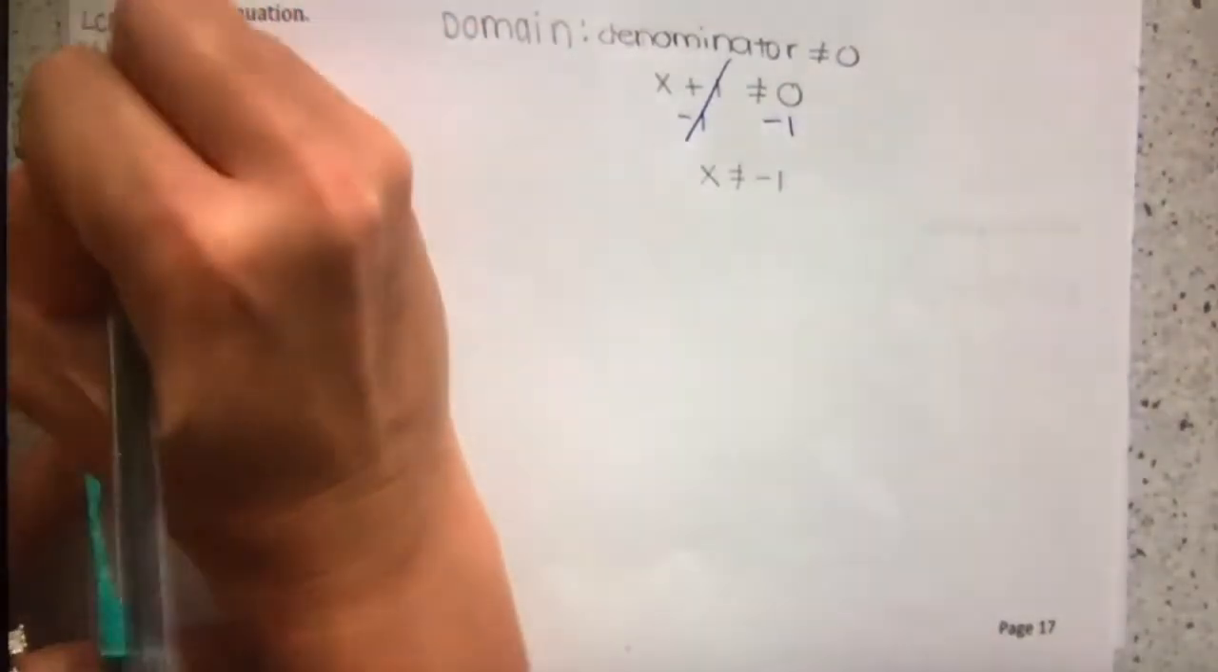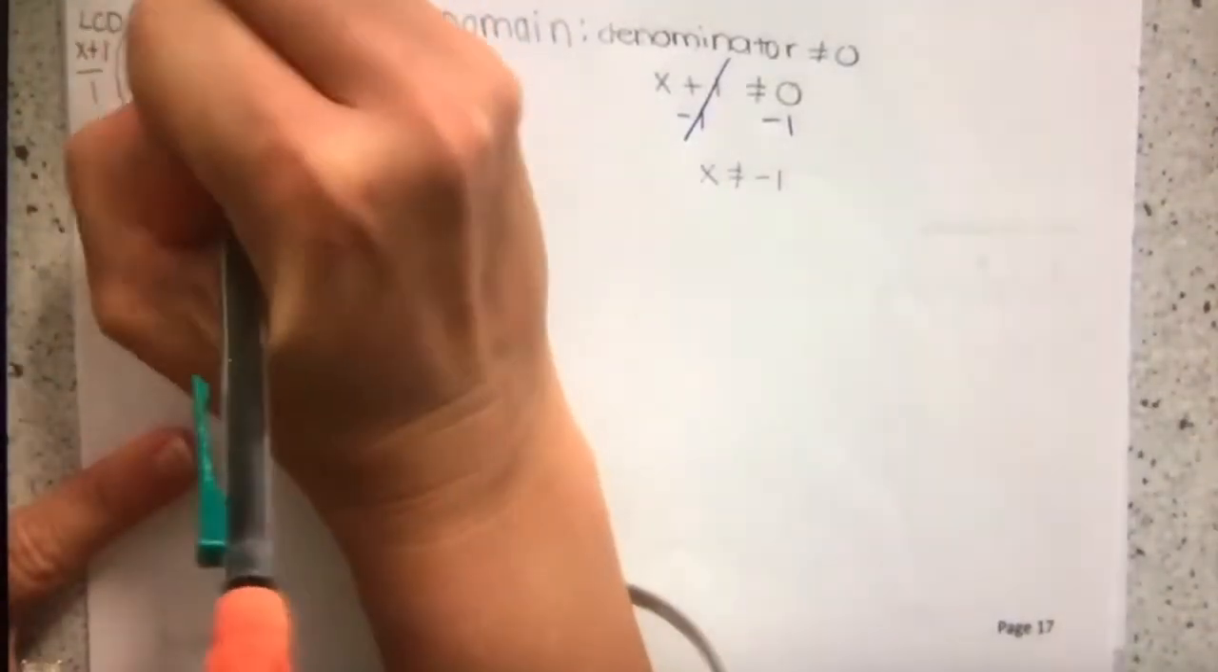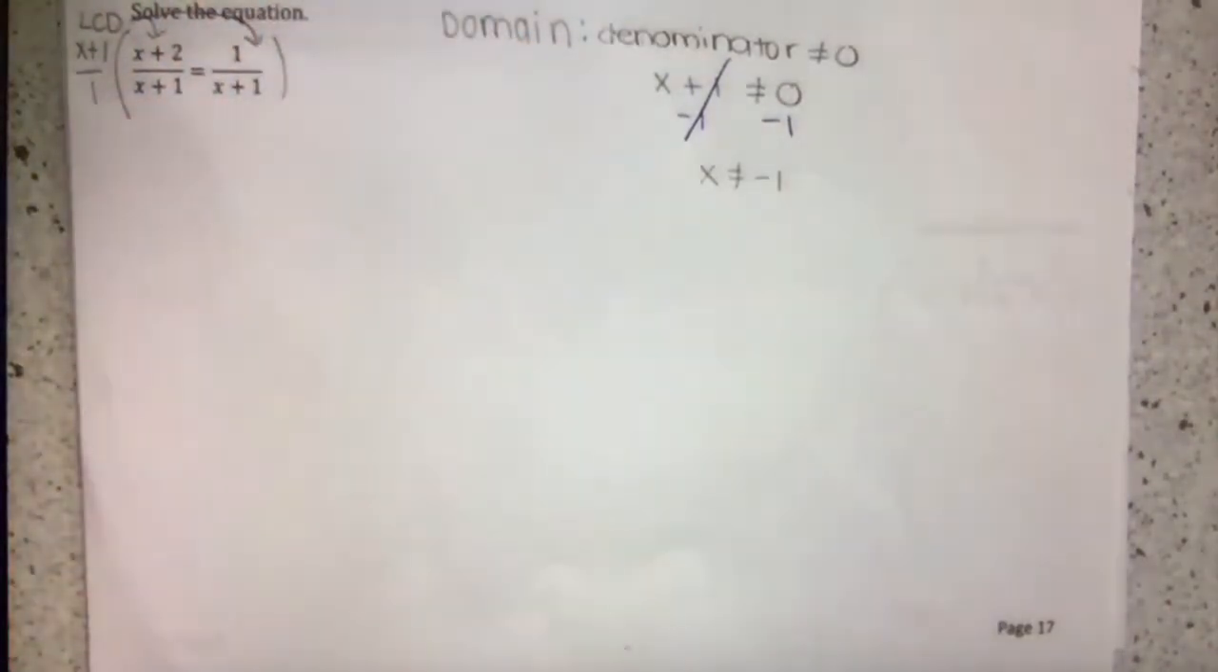Our least common denominator is x plus 1. We are going to distribute that to every single term in the equation. If it helps you to write x plus 1 over 1, go for it. Because we're multiplying fractions, we're going to do top times top, bottom times bottom, multiplying straight across.